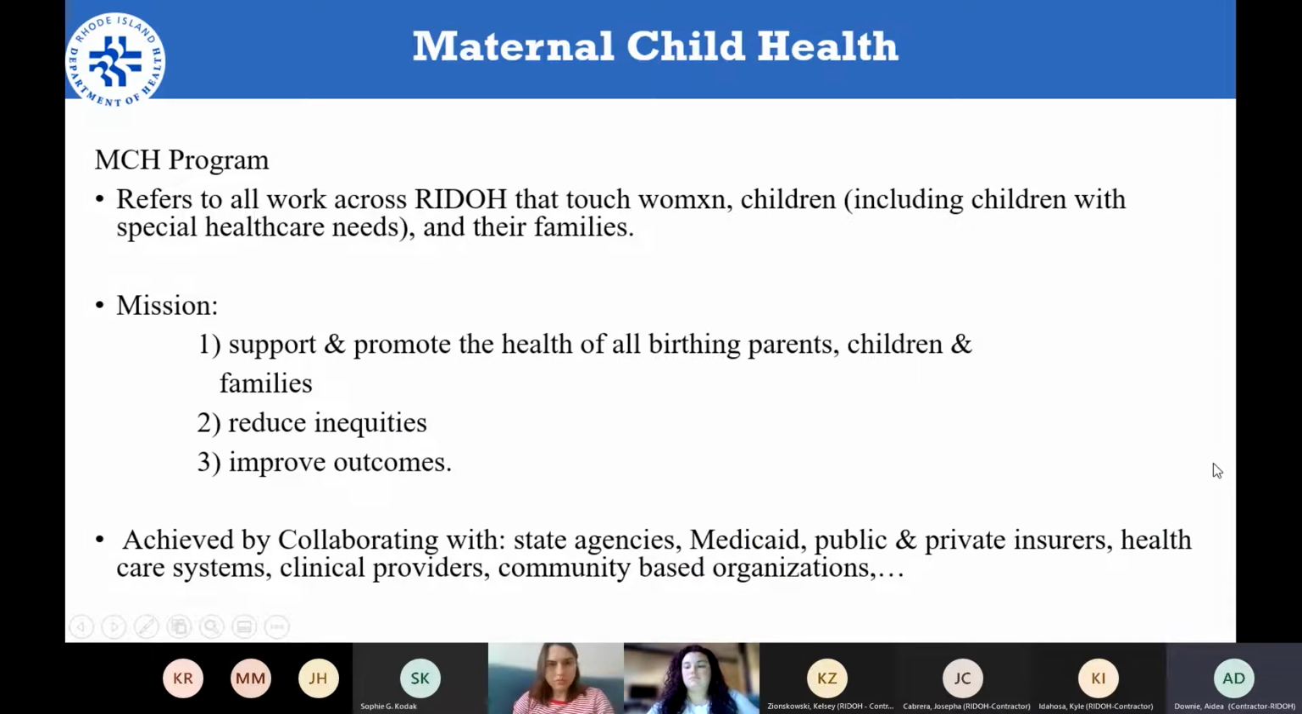So the MCH program refers to all work the DOH does that touches women, children, and their families. So we oversee a lot of different programs, and I go to those programs and I say, well, it seems you have a disparity in this. How can we coordinate in order to fix that? Our mission overall is to promote the health of all families, as well as reduce inequities and improve outcomes. So we collaborate with state agencies, internally, Medicaid, people from the community, different stakeholders, both insurers, public and private, and many, many more. Next slide.